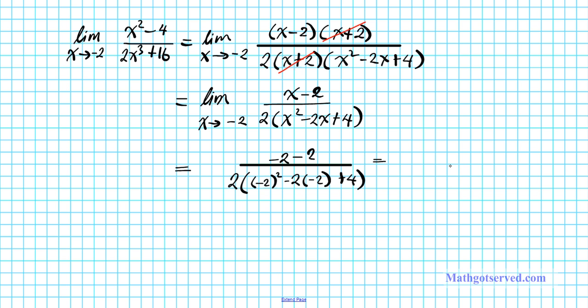In the numerator, we have negative 4, over, see what we have down here, 2 times... If we work this out, this is positive 4 plus 4 plus 4, which is 12, times 2. Okay, so this is negative 4 over 24, and then it reduces into negative 1 over 6. All right, so there goes your final answer.